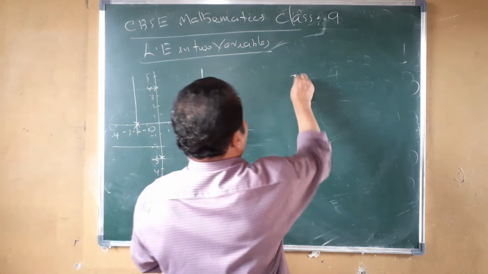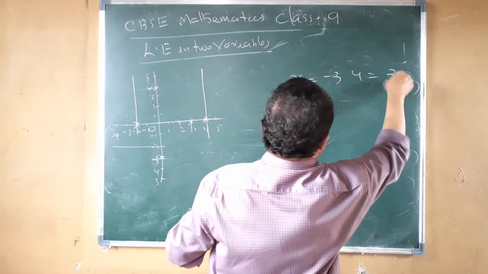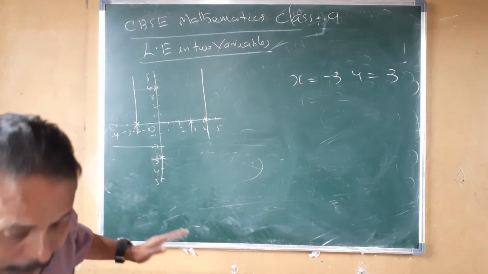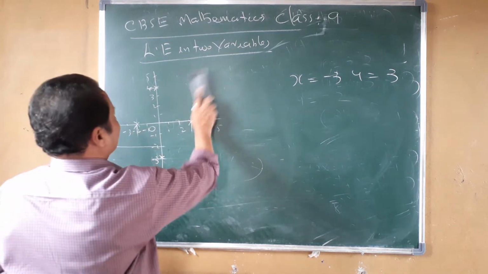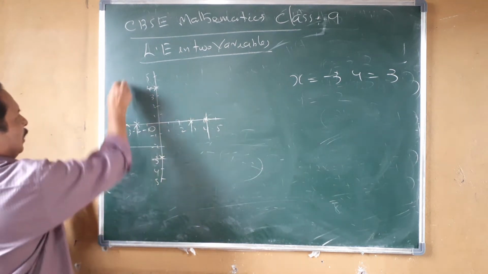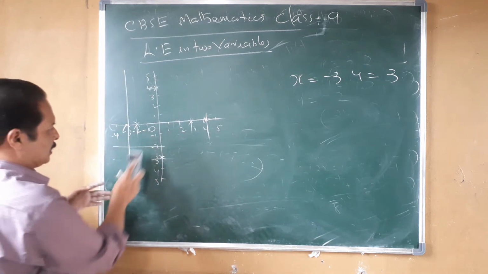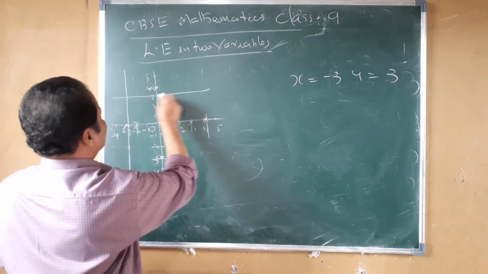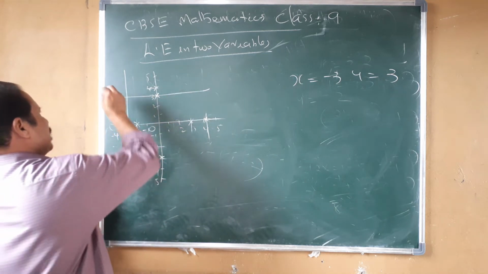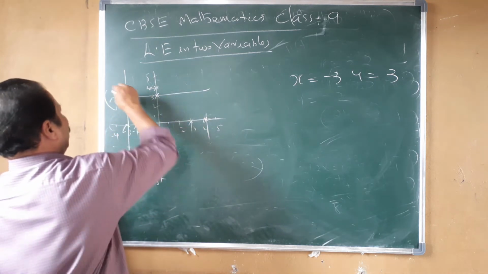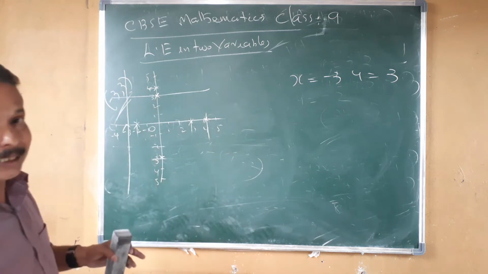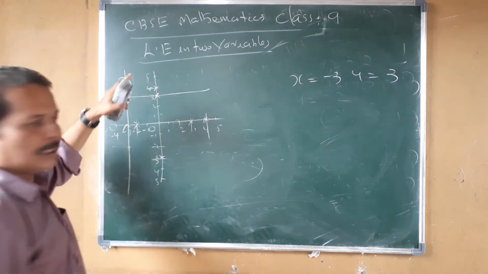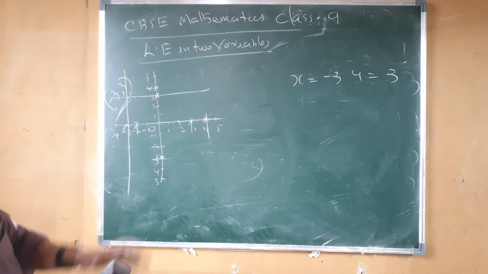x is equal to negative 3, y is equal to positive 3. x is equal to negative 3 is on the left side. Negative 3 is here. Now the graph is parallel to the y-axis. And y is equal to 3 is somewhere here. So the x coordinate is minus 3, the y coordinate is 3. It is minus 3, 3. The intersecting point of the graphs is minus 3, 3. Is it clear?